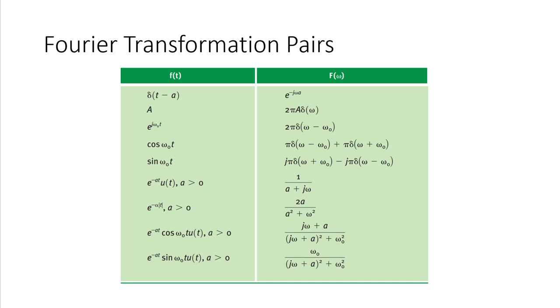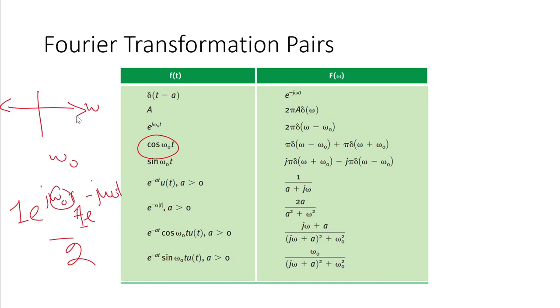If we have some cos omega naught t signal, cos omega naught t means that the frequency of this signal is omega naught. It is a single frequency. If we write the exponential form of this, it is e power j omega naught t plus e power minus j omega naught t, divided by 2. So if we plot the magnitude of these exponents on an axis of frequency omega, what will we have? This is the axis of frequency. Here we have omega naught and here we have minus omega naught. So this has 1 magnitude at omega naught and 1 magnitude at minus omega naught. So this is for the cos term.